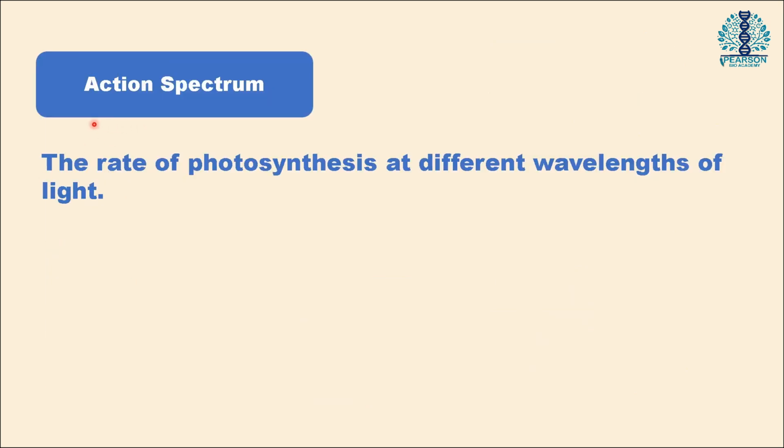Now let's talk about the action spectrum. The name itself suggests action, and in this case it refers to the action of photosynthesis. In an action spectrum, we are looking at the rate of photosynthesis. It means how much photosynthesis happens over a certain period of time at different wavelengths of light. So the main question here is, at which wavelengths is the rate of photosynthesis highest or lowest? So by studying the action spectrum, we can see which colors or wavelengths of light are most effective for photosynthesis.